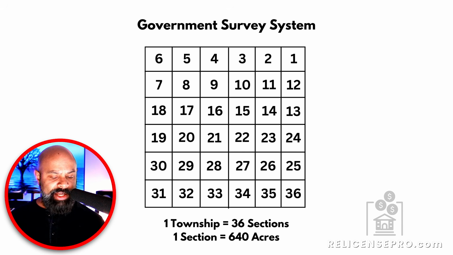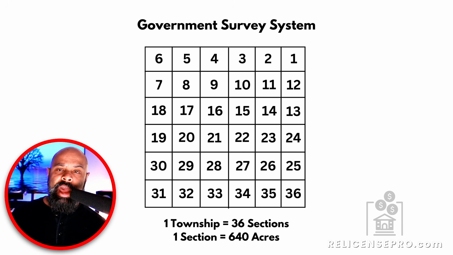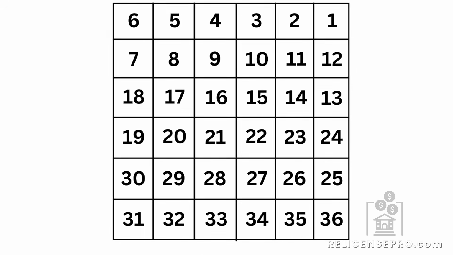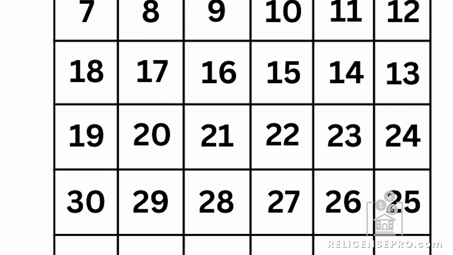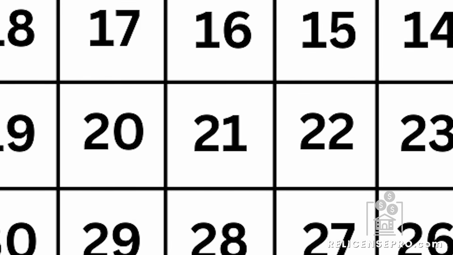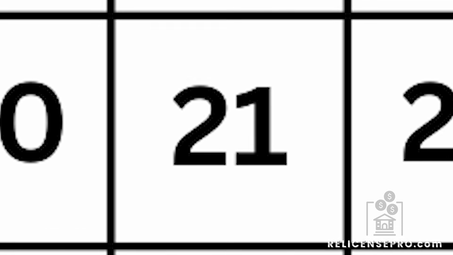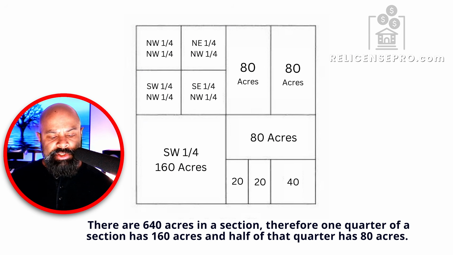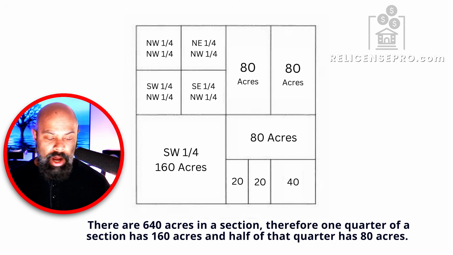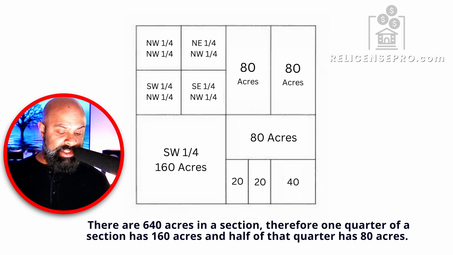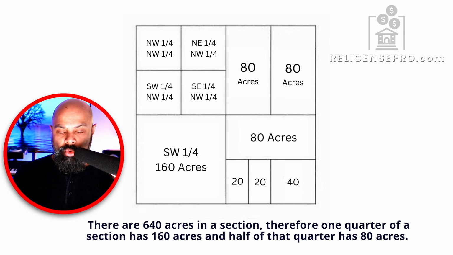And each of these sections is 640 acres. And what we use this for, if we go lower onto this, we're sitting above the township. Now we go into one section. If you're looking at this section here, there are 640 acres in a section. Therefore, 1/4 of a section has 160 acres, and half of that quarter has 80.